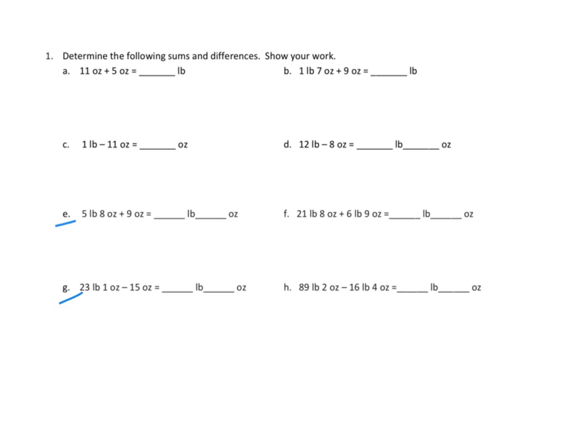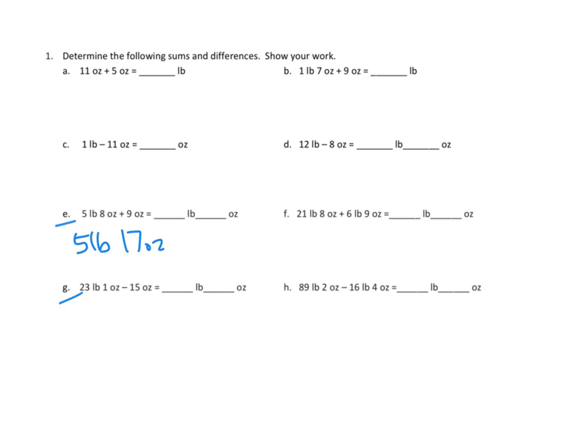Problem number 1, directions are really straightforward. Determine the following sums and differences. Show your work. Let's take a look at 1E. 1E asks us to add these two values. We have 5 pounds, 8 ounces, and 9 ounces. And again, our first step should be really simple. We're going to combine our like units. So we have 5 pounds, and let's see, that would be 17 ounces.